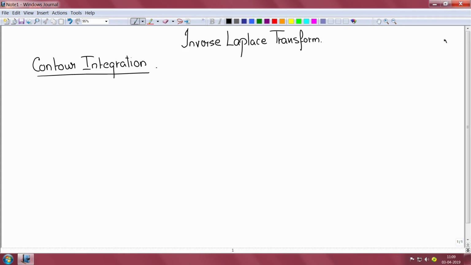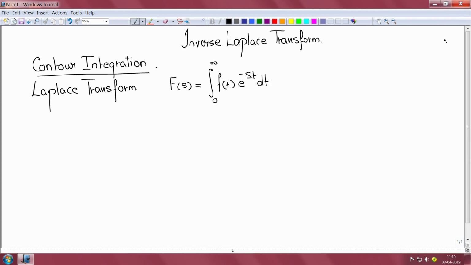Just to begin, the forward Laplace transform is typically given by capital F of s, where s is the Laplace symbol variable, equal to the integral from 0 to infinity of f of t, which is the time signal, times e to the power of minus st dt. Our systems are causal, they are excited at time t equal to 0, and so this limit is 0 and it goes off to infinity.